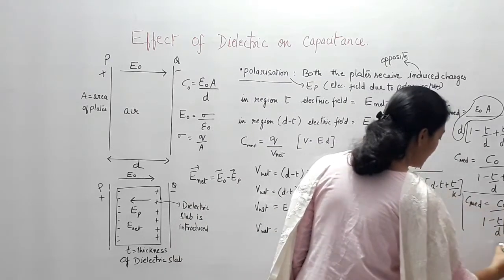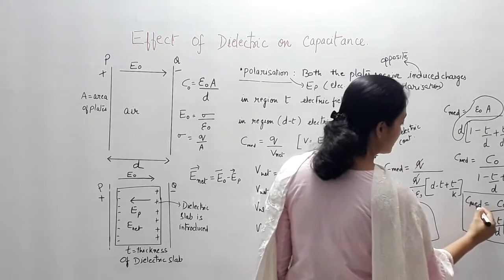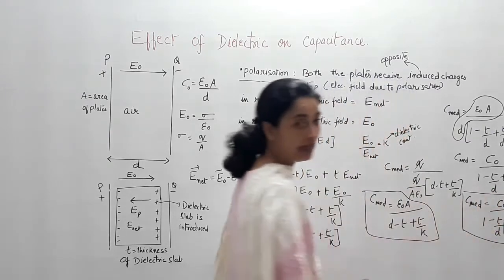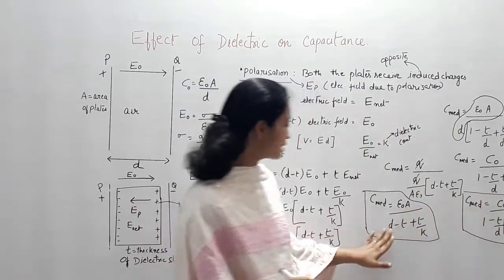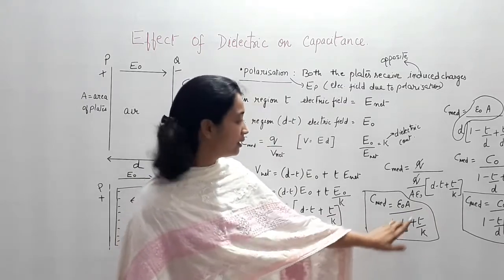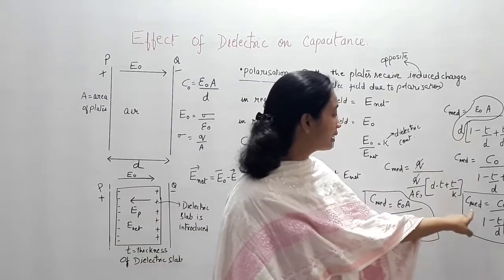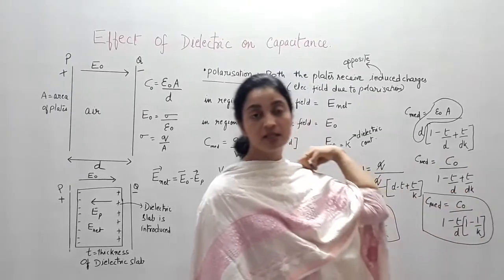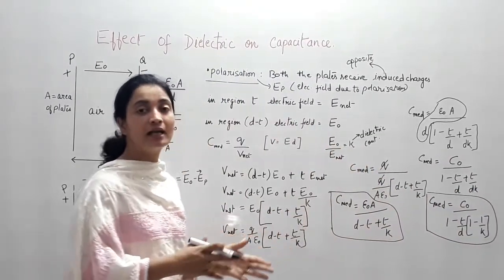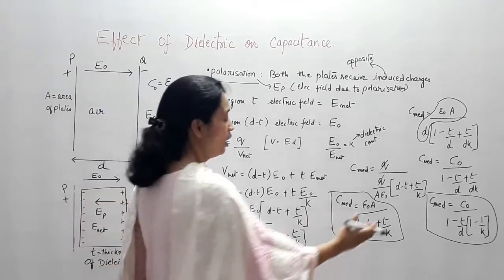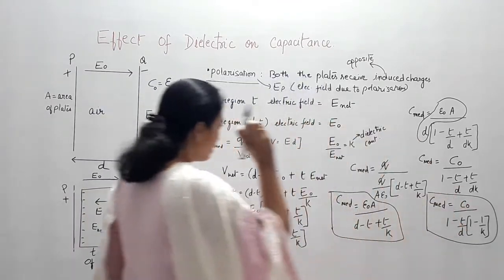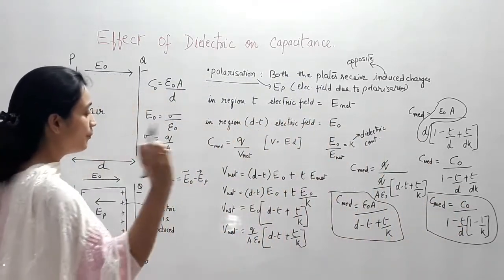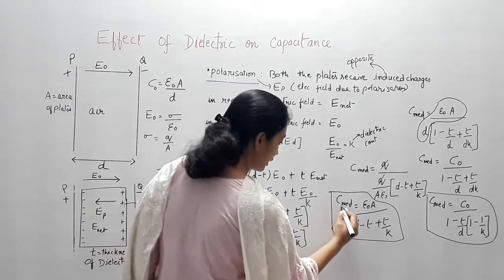This is the relation which correlates C medium to C air. This is something we actually wanted to calculate. After a little rearrangement we are getting the relation between C medium, meaning capacitance with dielectric, and capacitance in air. So this is a relation. One important thing will make things more clear to you.